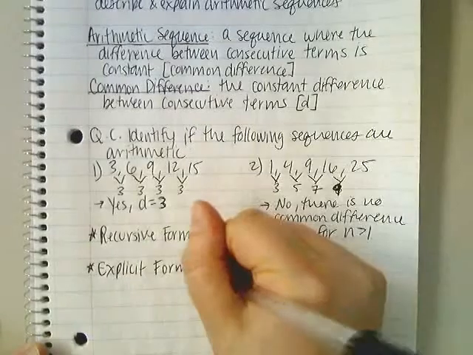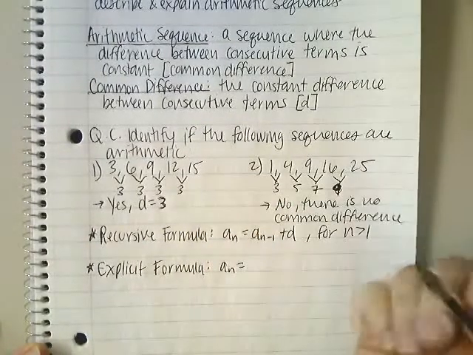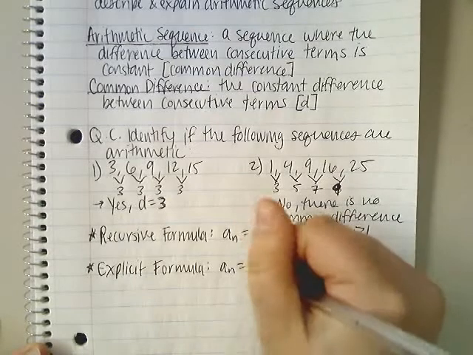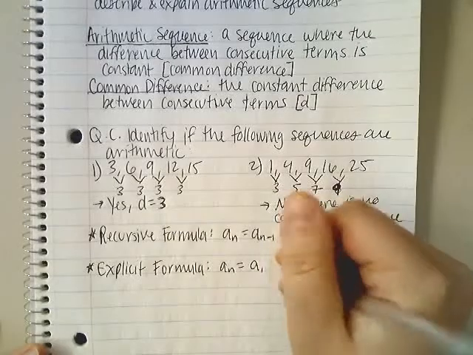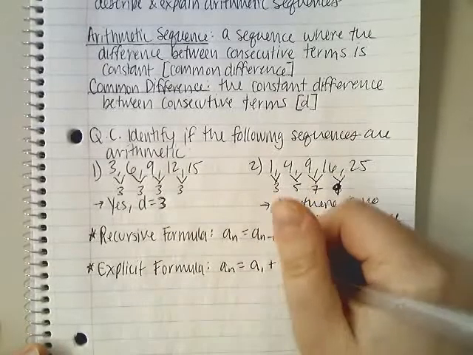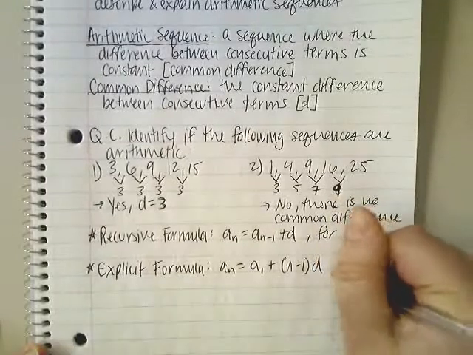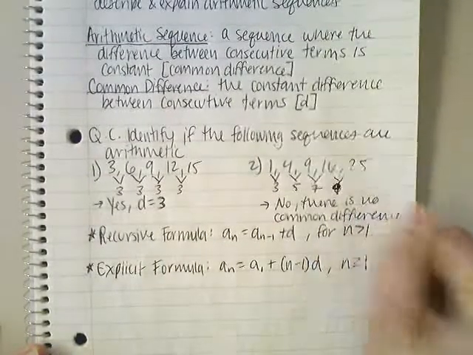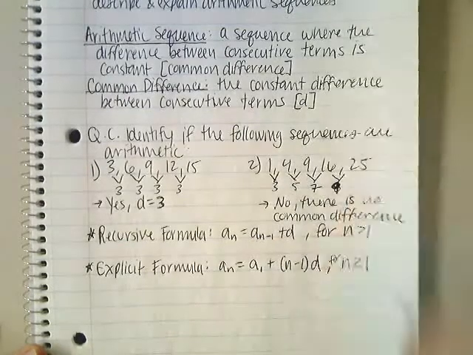But more importantly, what we want to focus on is our explicit formula, because we will be able to find any term we want using this explicit formula without having to build an entire list. So our explicit formula here is going to be a sub n, and when I say sub n, I mean subscript. So a sub n equals a sub 1, your book doesn't do this, but I put 1 so I know it's the first term, plus n minus 1 times d, for when n is greater than or equal to 1.